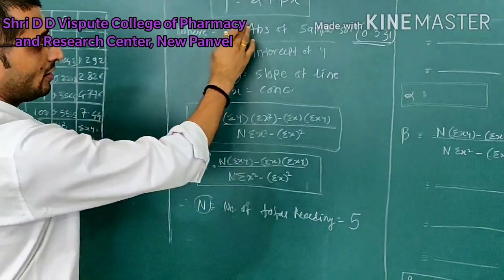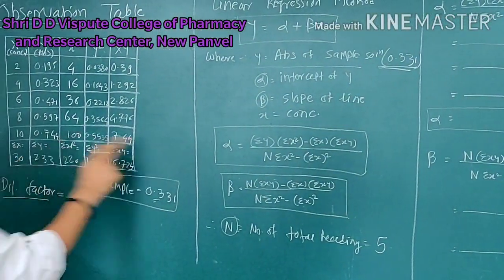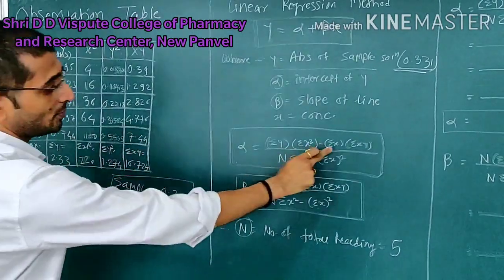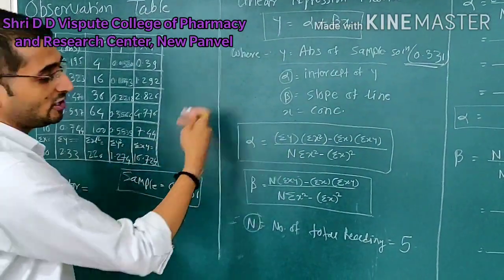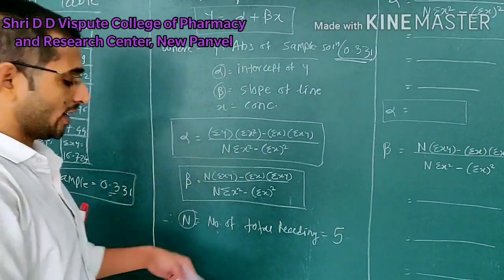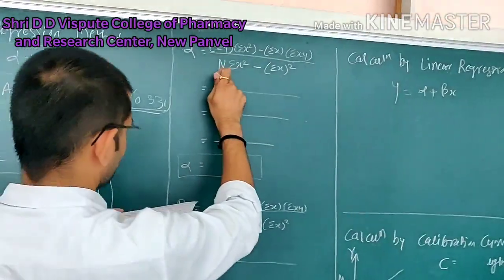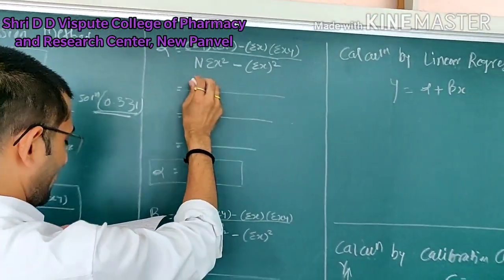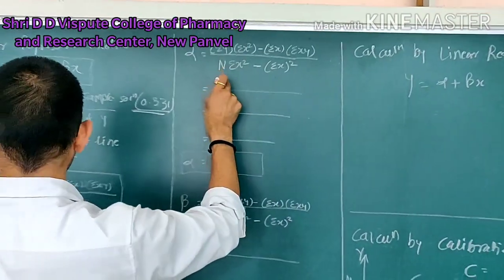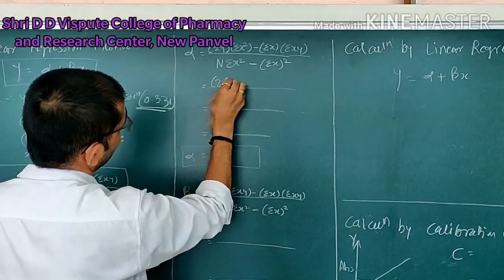So put the value. That is the summation of x value. How much? Summation of x square, how much is it? Summation of x value. These values are put into your equation to calculate your value of alpha and beta. So I will put the values first. Summation of y value is 2.33.